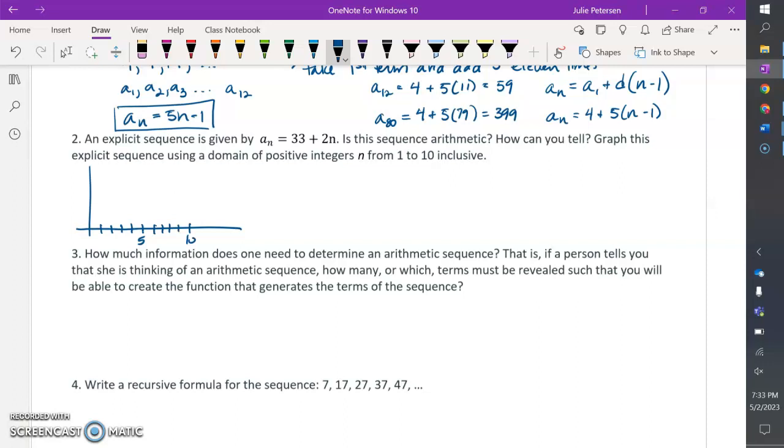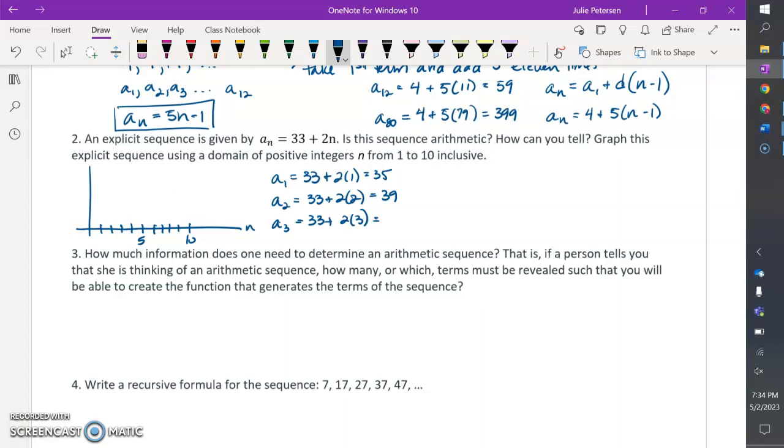So as we go to graph these, this is our n-axis, or we can think of these as our inputs, 1, 2, 3, 4, 5, 6, 7, 8, 9, 10. And if I plug in 1 to our explicit formula, I would get 33 plus 2 times 1. That gives me 33 plus 2 is 35. When I find my second term, 33 plus 2, but this time times 2 because it's our second term, and we get 39. For the third term, same deal, 33 plus 2 times 3, so 33 plus 6.